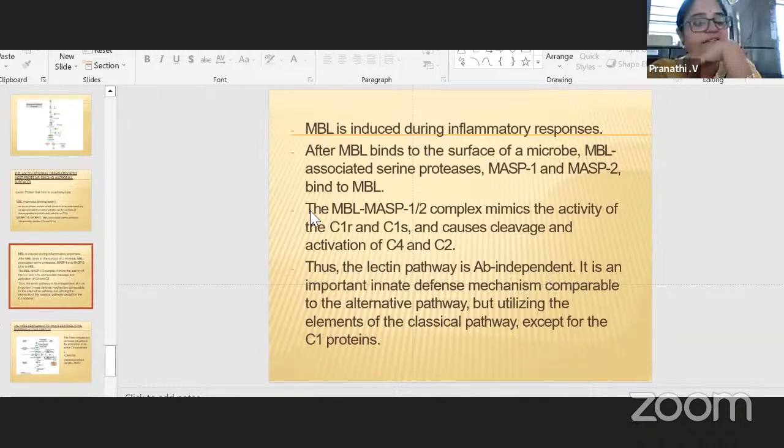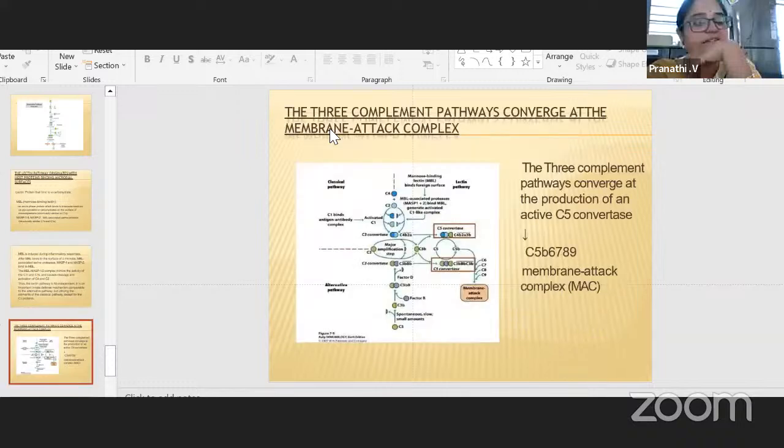So this is how your membrane attack complex is formed, with all three pathways, the classical pathway, the alternate pathway and the lectin pathway, coming together. And finally, you are going to have a membrane attack complex that is formed.